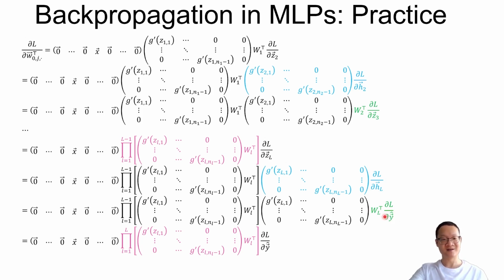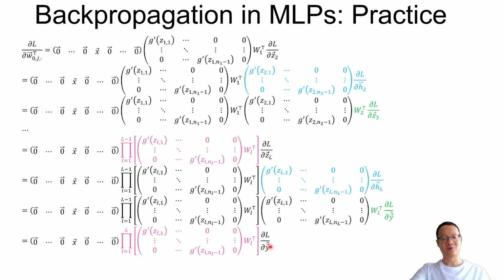And we're finally done. So then the last step is basically to bring this additional diagonal matrix multiplied by W capital L into this product. So now everything can be neatly written as this matrix with zeros and X multiplied by a big product involving a diagonal G prime matrix and WL, and then finally multiplying the gradient of L, the loss function, with respect to Y hat.